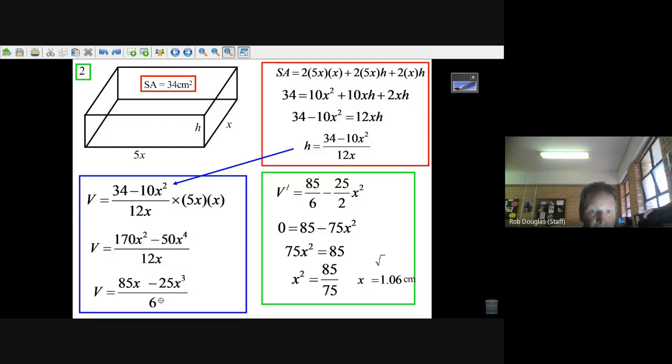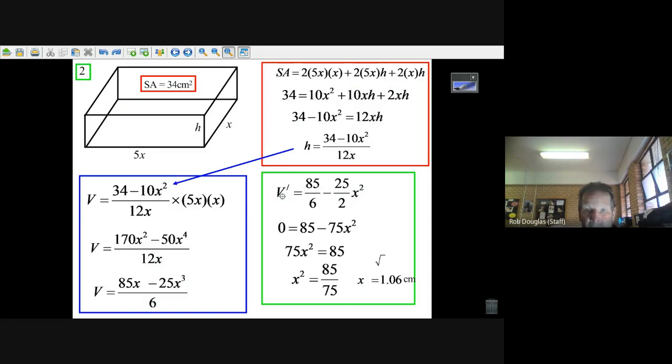This is looking a little messy, but now once you've got the formula for volume, the next thing you do is you take the derivative. And notice it's all in x here, so we could do that. We've got 85x over 6, and the derivative of that is just 85 over 6. But we go 3 times 25 over 6, and we bring it down 1. Well, 3 times 25 over 6 is 25 over 2, x squared. Well, there's the derivative. Well, we make it equal 0.